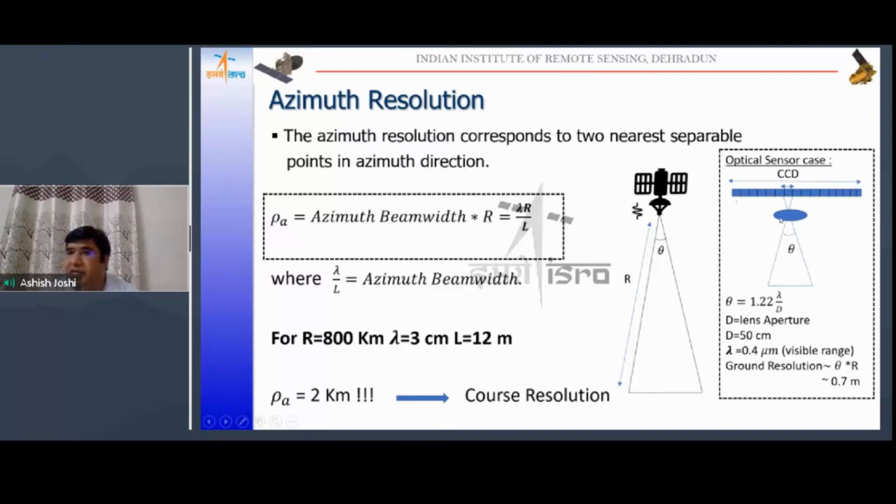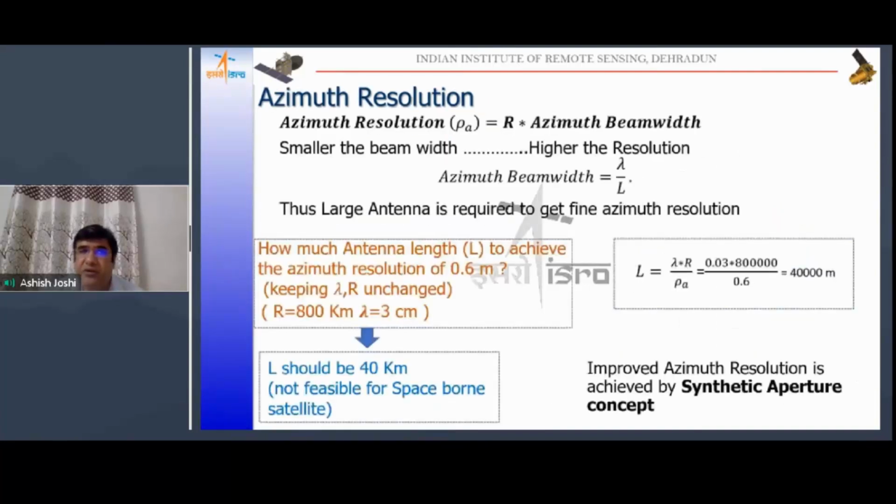For the optical sensor, the wavelength is 0.4 micrometer, d is 50 centimeter, and R is around 800 kilometer. Then we are getting up to 0.7 meter. So in the optical scenario the azimuth resolution is 0.7 meter, but in the microwave region it goes towards 2 kilometer. So for that, we have to use some concept to get a better azimuth resolution.